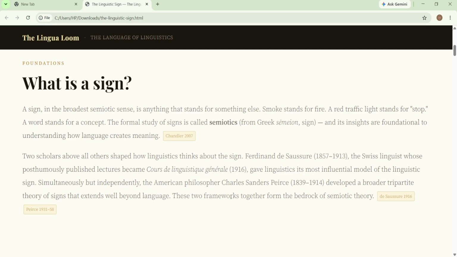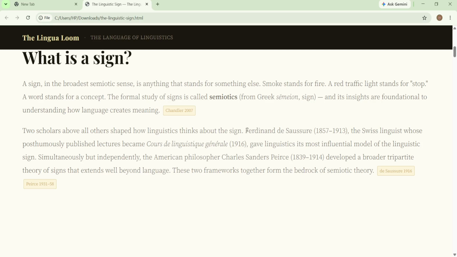Another, simultaneously but independently, is the American philosopher Charles Sanders Peirce, who developed a broader tripartite theory of the sign that extends well beyond language. These two frameworks together form the bedrock of semiotic theory. So this is what a sign is: anything that tells us about something. Whenever you talk about signs, these names are associated with it, because their work on signs is quite extensive.